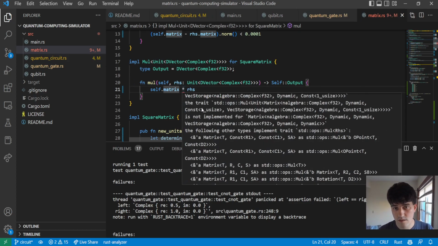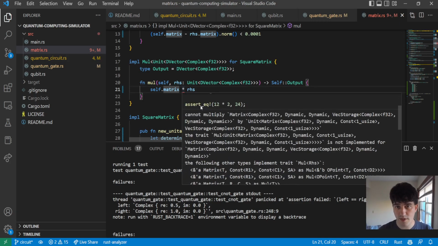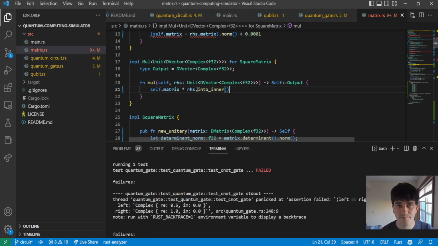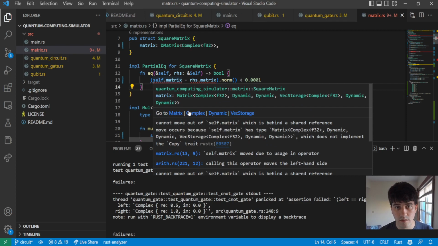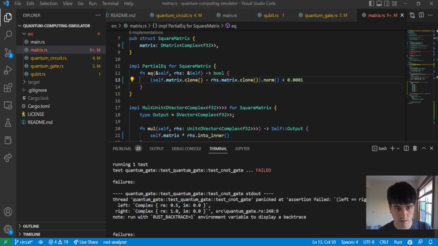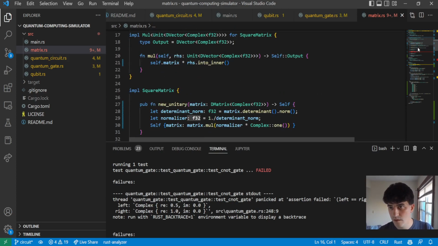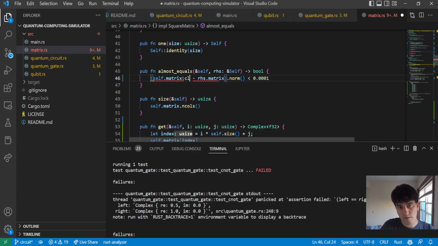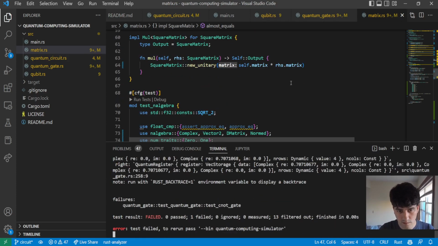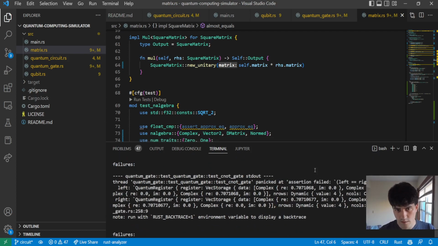Self.matrix. Can't multiply a matrix of complex numbers with a unit matrix? Really? Okay. Quantum inner. Does it? And can't subtract. This still needs to get cloned. And these still need to get cloned. Okay. You doing any better? Sort of.